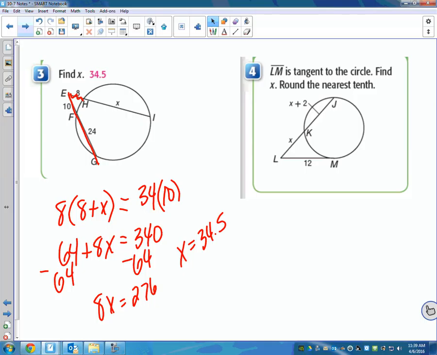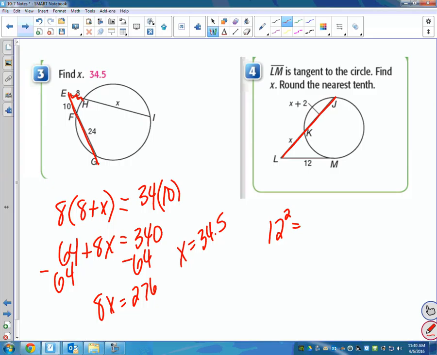Okay, ready for this one? You might have to work down on the assignment part for this one. So this is the other theorem. How do I know it's the other theorem? Because it's a tangent and a secant. So I can't do the whole thing times just the inside, right? So if I do this one, it's just going to be 12 squared, so that's the tangent squared, and that's equal to this whole length.